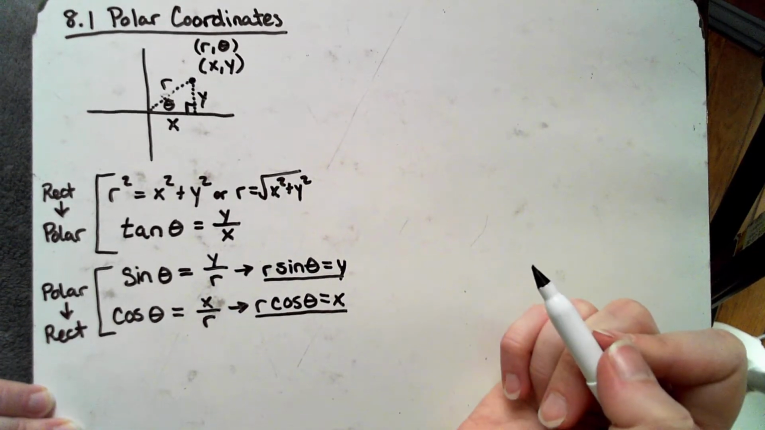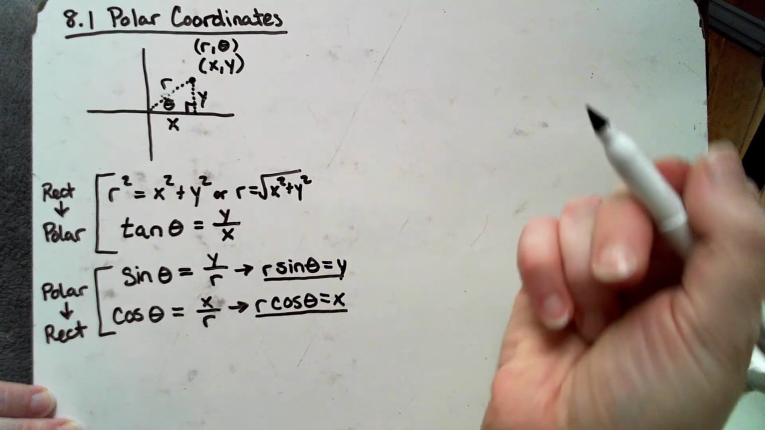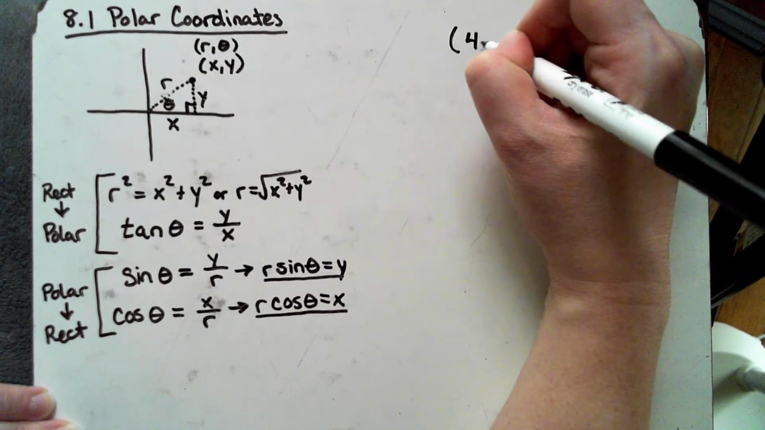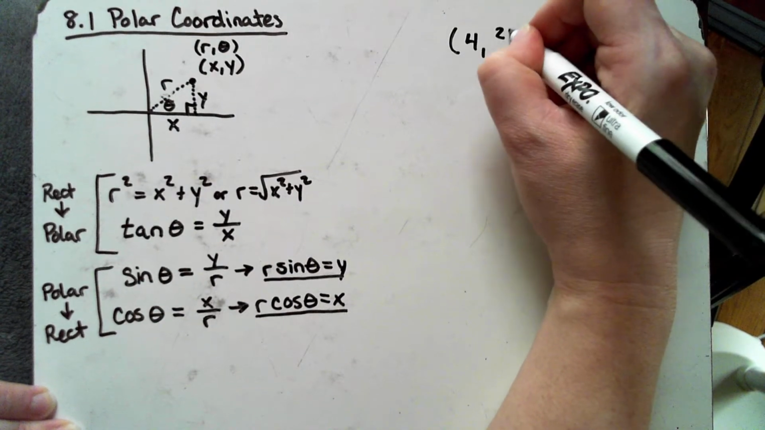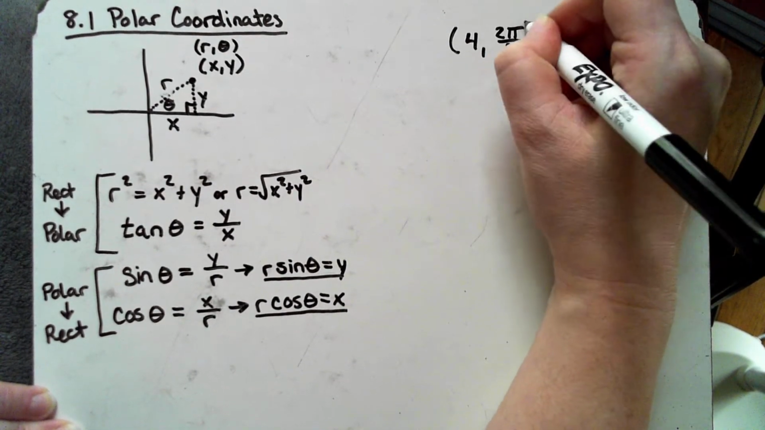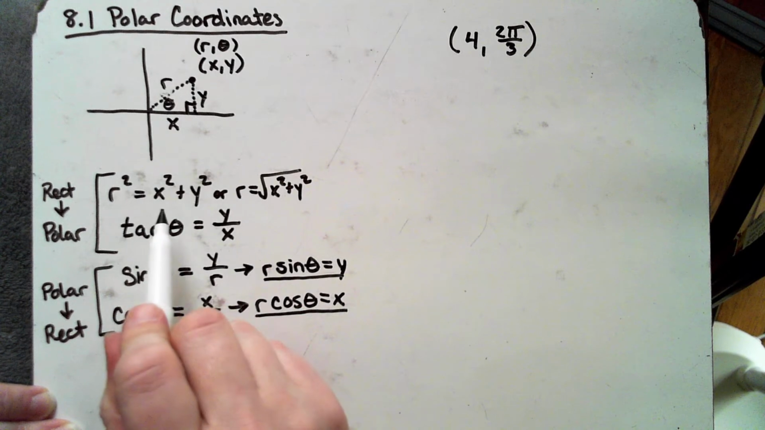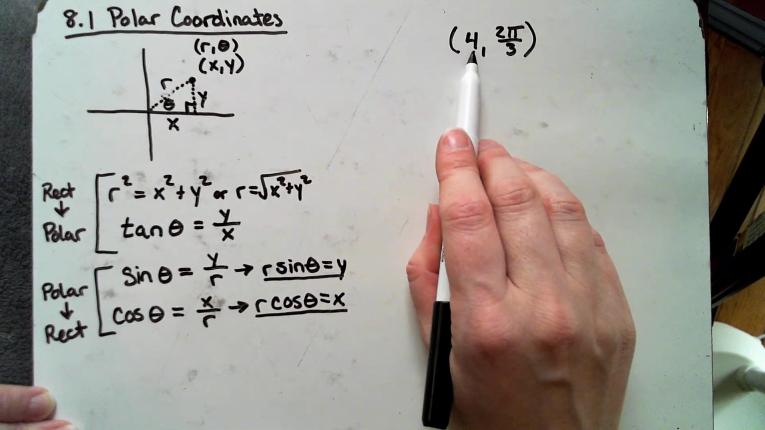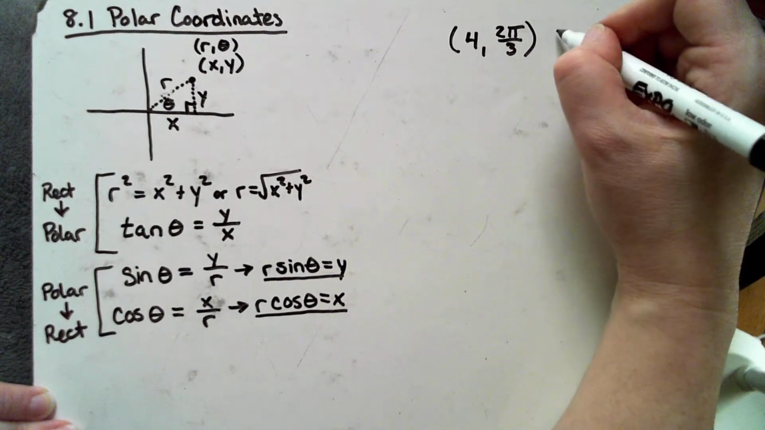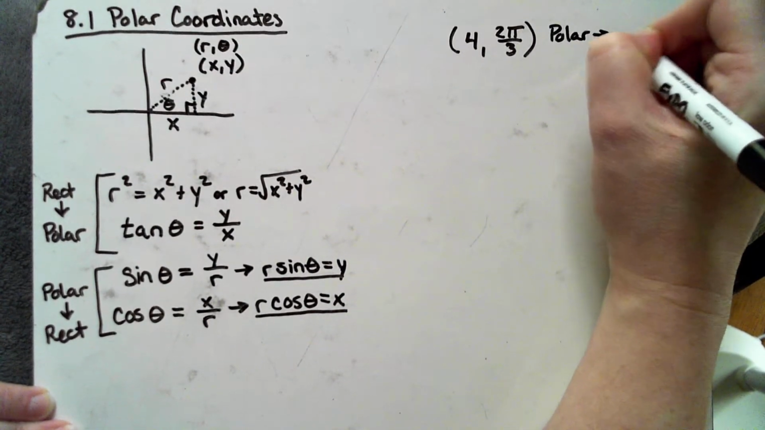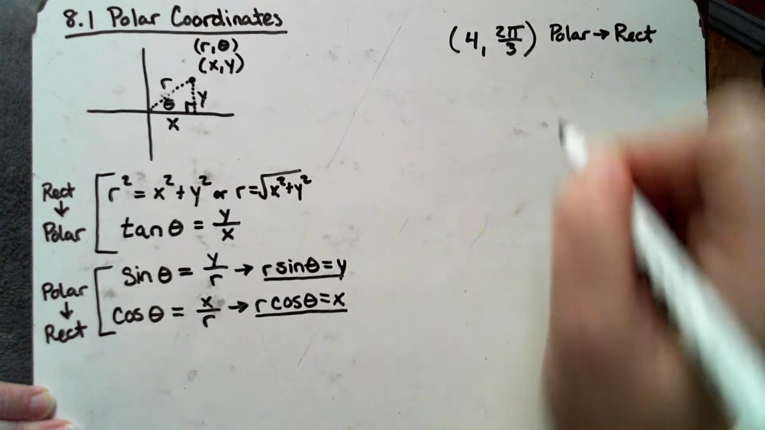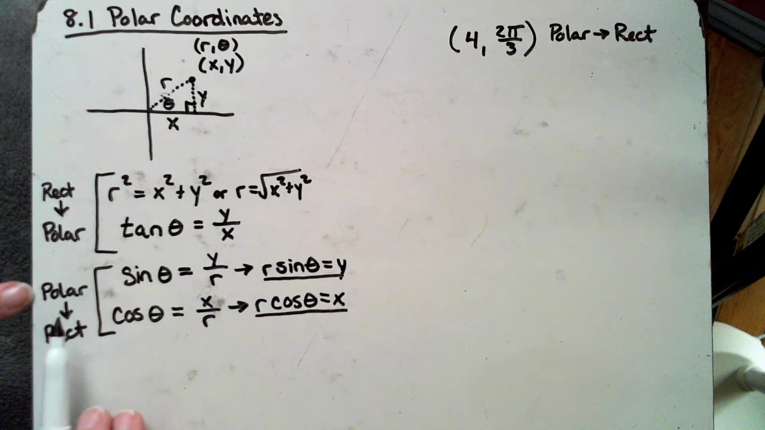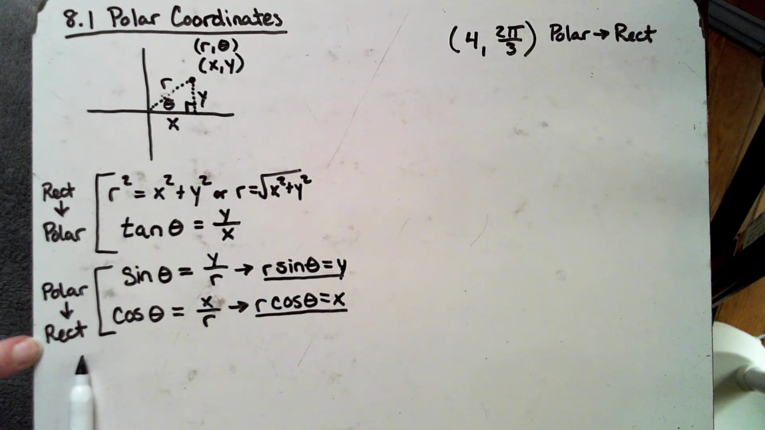So let's try some questions, and I'll show you how to change between formats. So perhaps I have the point 4 and 2 pi over 3. I'm going from polar, because this is an angle measure, to rectangular. And normally they'll say go from polar to rectangular. So if you're not sure, usually it's given in the directions. So polar to rectangular, I'm going to use this set of equations here.